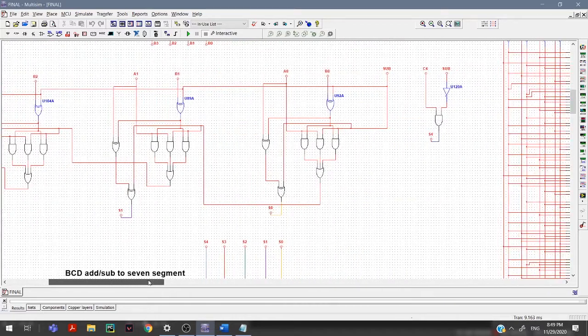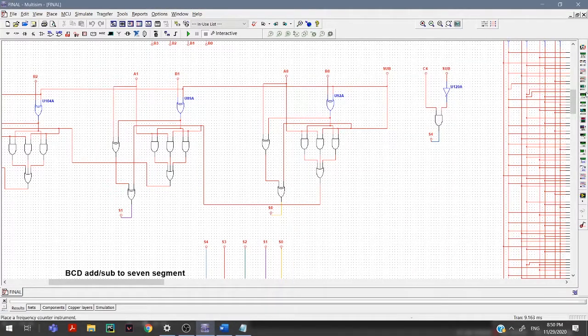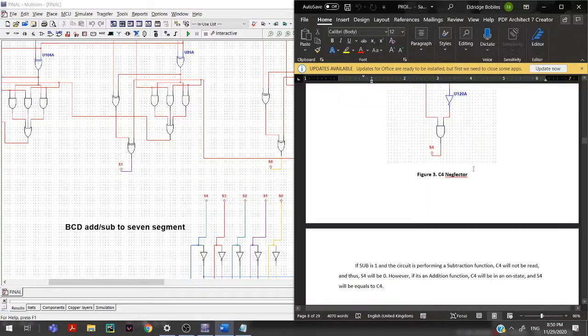However, we need to take note that if sub is equal to 1, we need to neglect our C4. This serves as our neglector circuit. The neglector circuit, as you can see, can neglect C4 if the function is subtraction. So, given that, our new outputs are S4, S3, S2, S1, and S0.